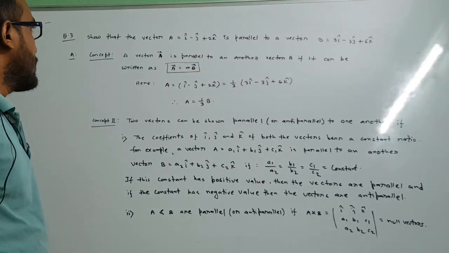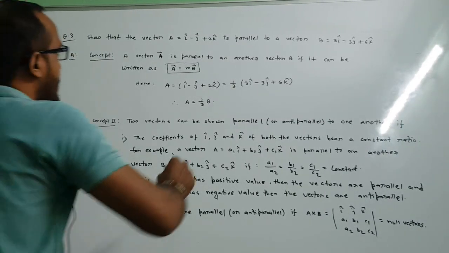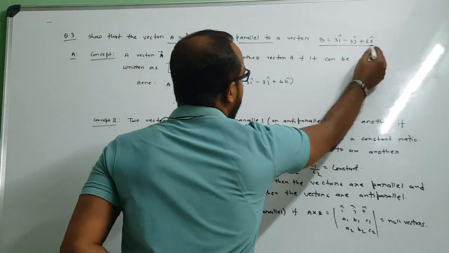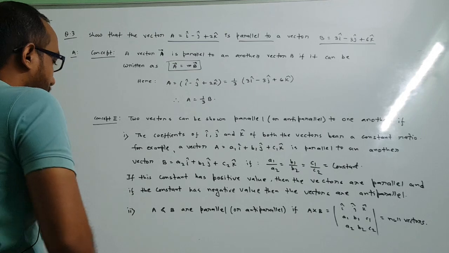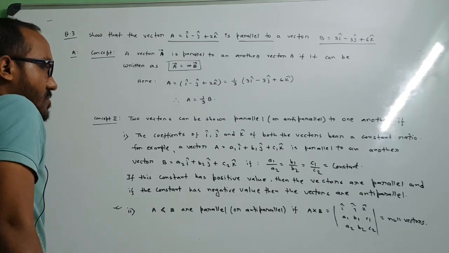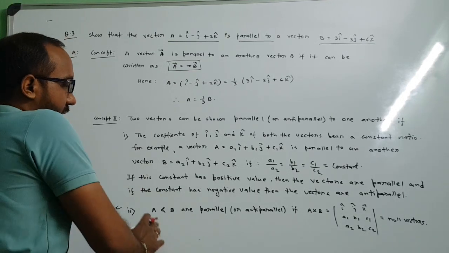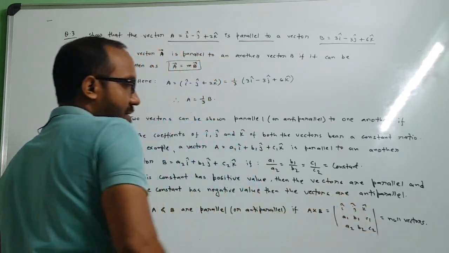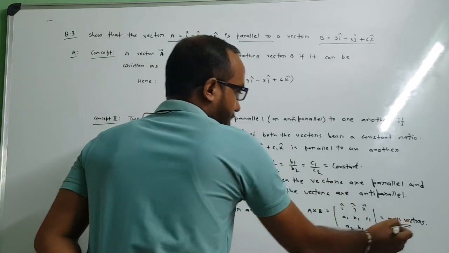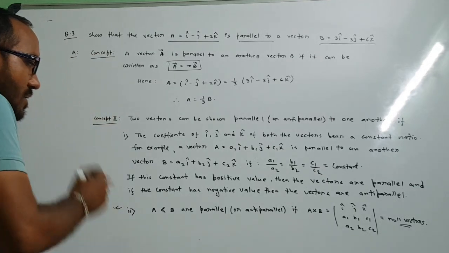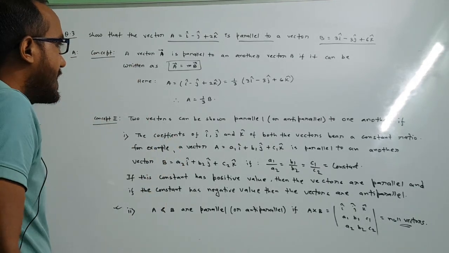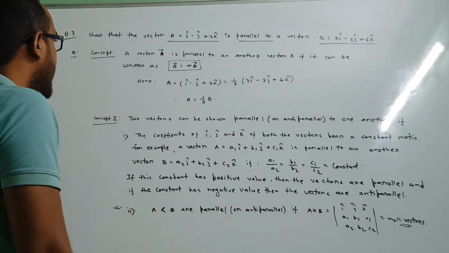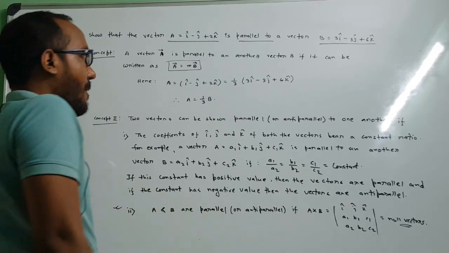So we are moving forward to our next question. Show that vector A is parallel to vector B. See, we can apply this logic. We already know from board logic that A and B are parallel or anti-parallel if A cross B, that means this determinant, is a null vector or 0. You can prove like this, but we have another concept by which you can solve this type of problem very easily.